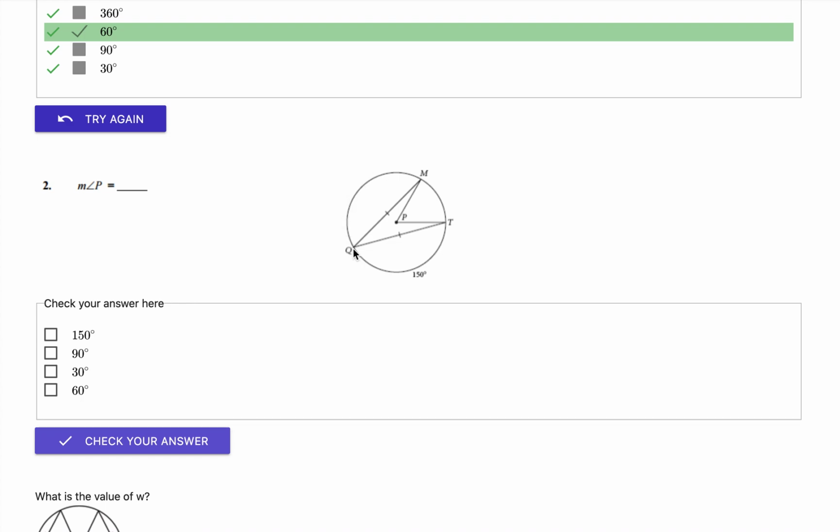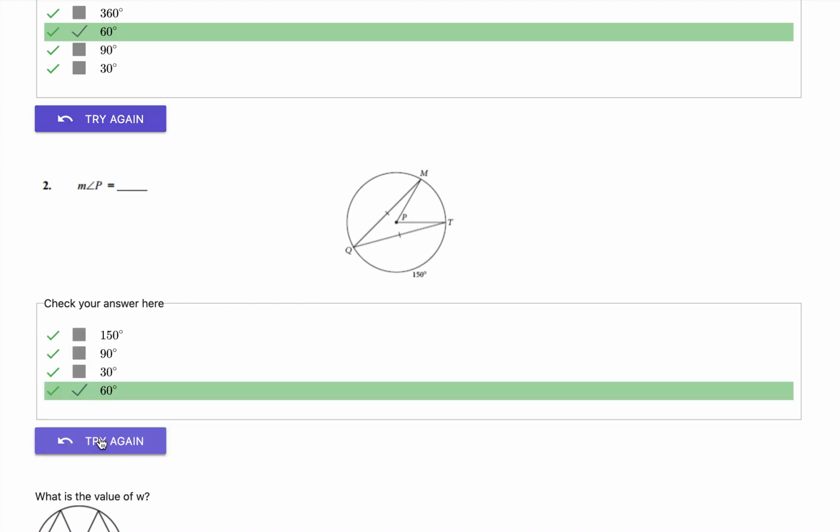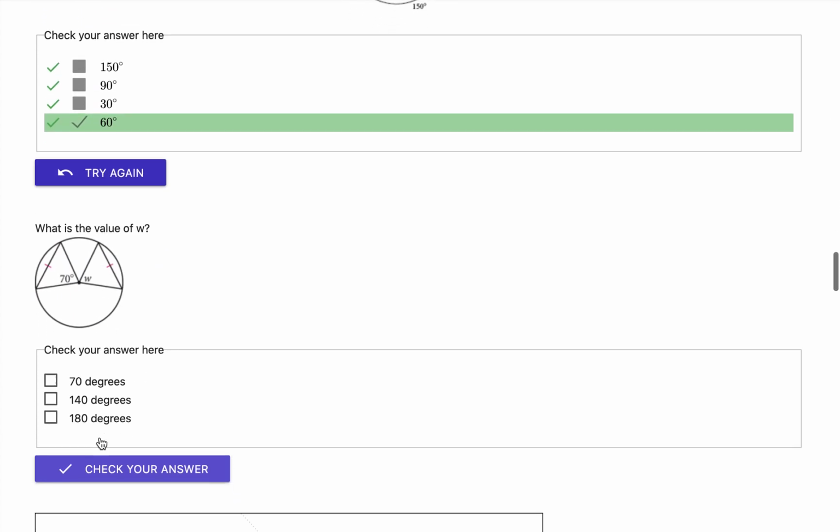So you're going to add 150 plus 150, which is 300 degrees, and then you'll be able to find the rest of this arc MT, which is going to be 60 degrees. And then whatever the arc's measurement is is congruent to the central angle, angle P. So our answer is going to be 60 degrees.